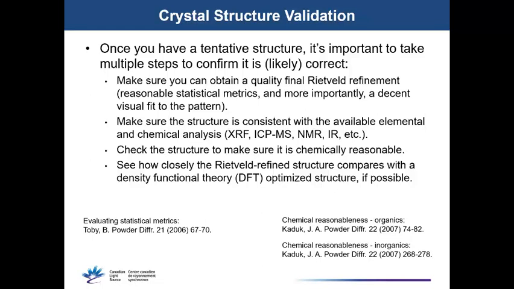So when you get to the end of your refinement and you think you've got a tentative structure that looks pretty good, you want to do a few things to confirm that it should be correct or is likely correct. You want to make sure you get a really high quality final Rietveld refinement. It should have reasonable statistical metrics, and most importantly, the refinement should look decent. This comes with experience, but looking visually at your refinement, you should be pretty confident that you've got a decent refinement. You want to make sure that the structure is consistent with all the available elemental and chemical data you have. And this can be compositional data. It can also be data like NMR.